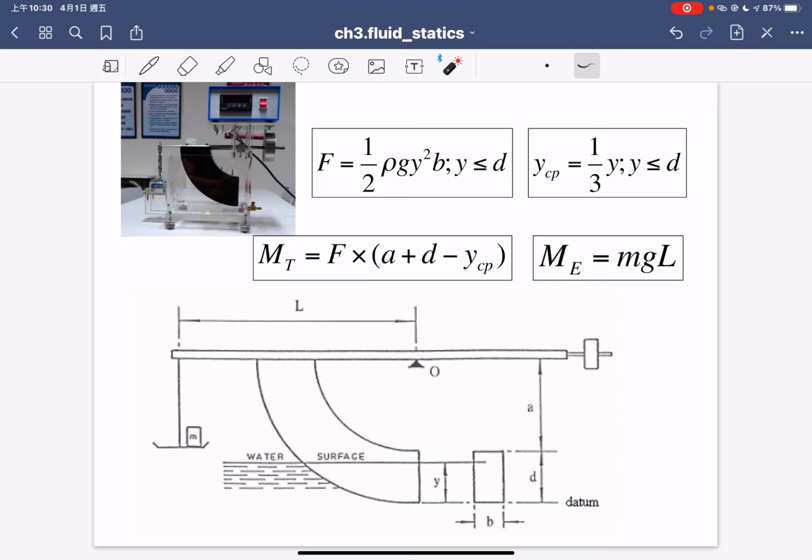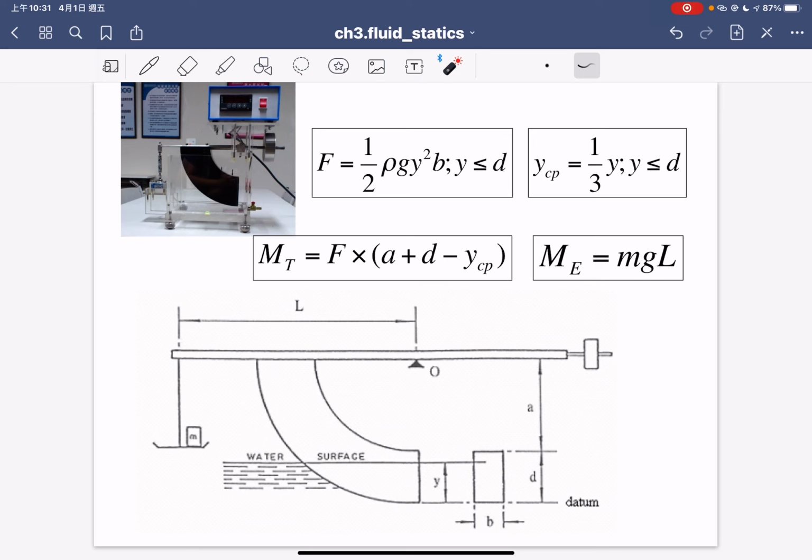And then in the conditions in here, we have the height D and the length A. And then we put the water inside. So in the condition when the Y is smaller than D, you can follow the force. This is the pressure force, and the YCP is equal to 3 over Y. And because you have the F and you have the YCP, you can compute the moment by yourself.